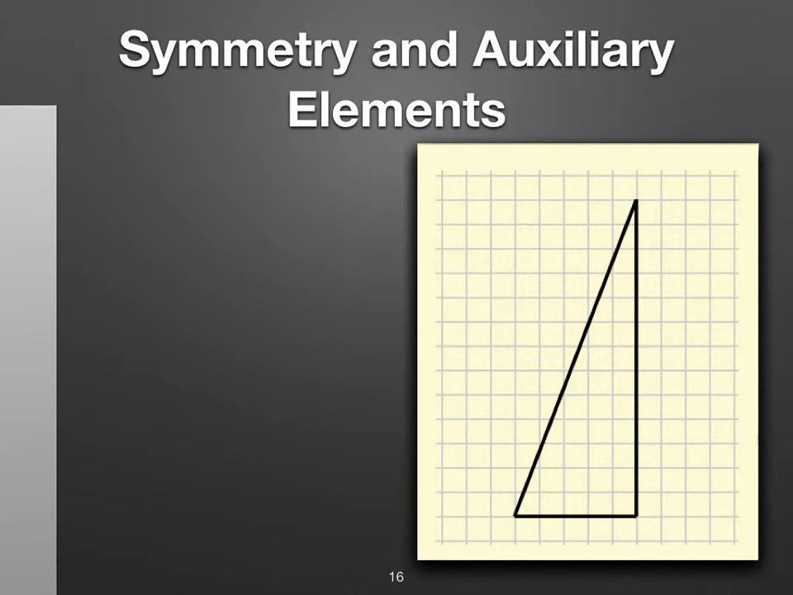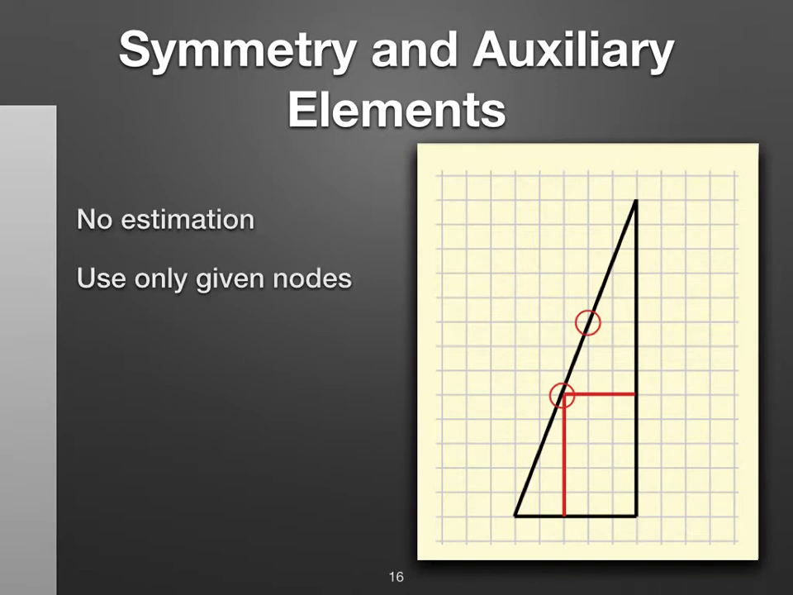Symmetry and auxiliary elements. The students are asked to find the area of this triangle. They are not familiar with any formulas. They only know how to find the area of a rectangle. So usually they start by subdividing the triangle into small rectangles. As soon as they start, they are reminded that what seems okay cannot be used and that they need to find the exact area.